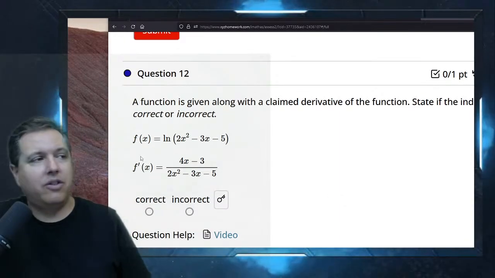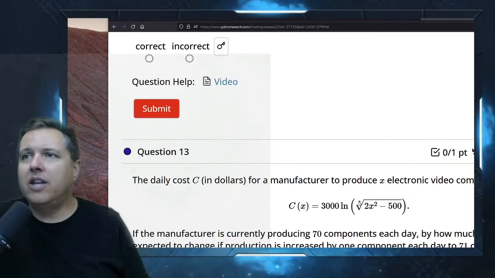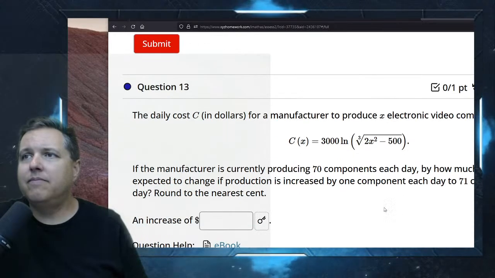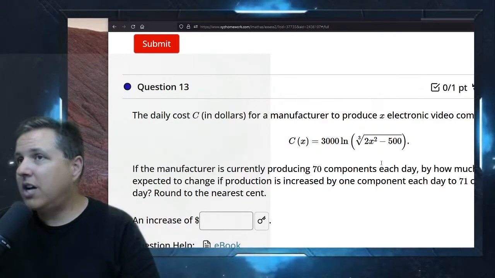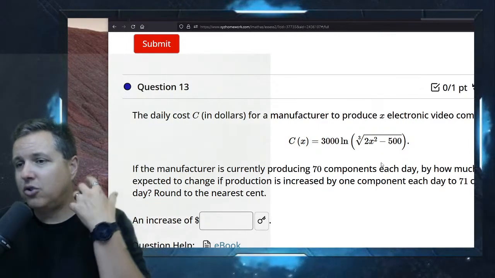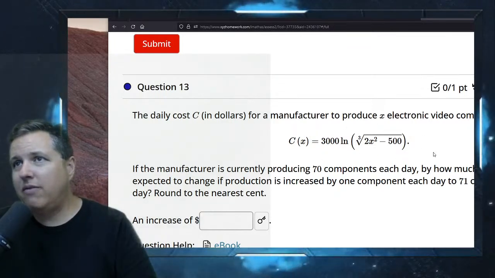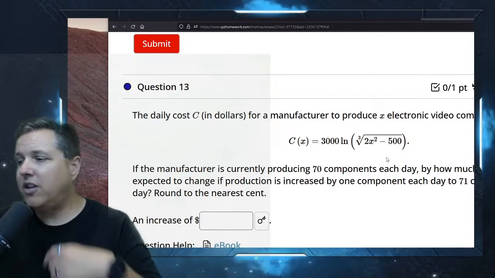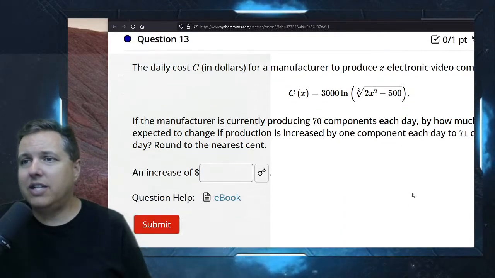Here, just state whether the derivative is correct or incorrect. Here they have a cost function. Here, this question 13, just marginal cost. Remember we talked about marginal cost? It's the derivative of the cost. So basically your goal here is to take the derivative of this function, and then you'll have the marginal cost, and then you answer question 13.